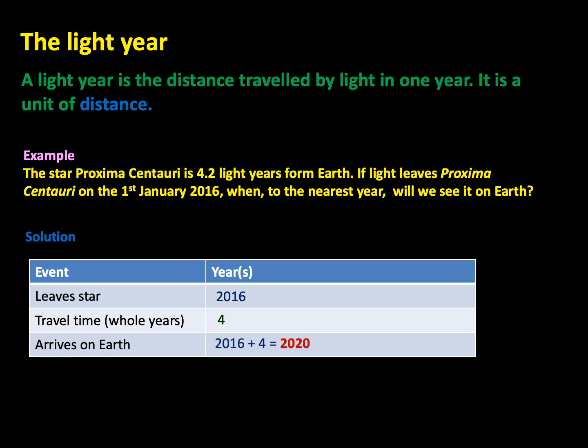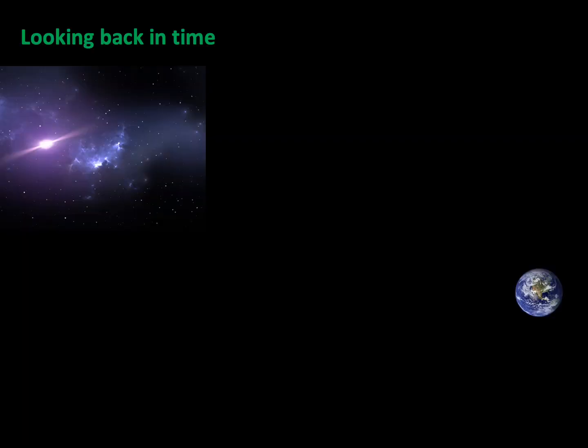So that means 2016 plus 4 years, it's going to arrive sometime in 2020. So light from Proxima Centauri will leave in 2016, but it will arrive on Earth in 2020. Looking back in time.